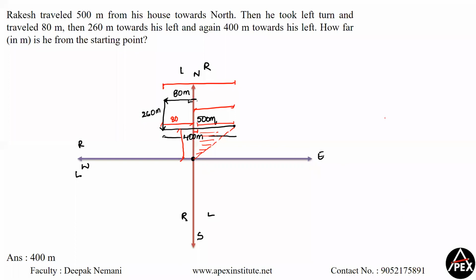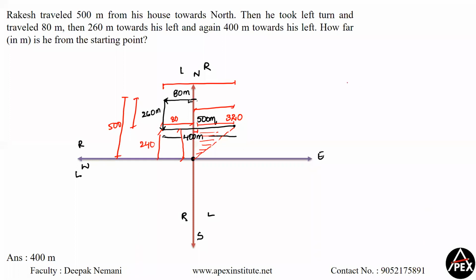400 minus 80, 320, isn't it? So the horizontal distance is 320. Now, this total distance is how much? 500, and this distance is 260. Now, what will be this distance? 500 minus 260, 240. Now, apply Pythagoras theorem.